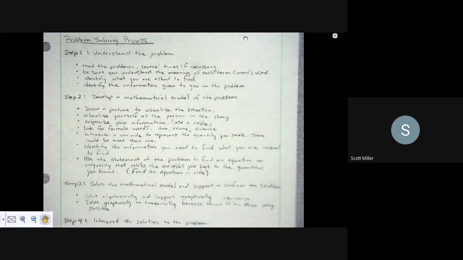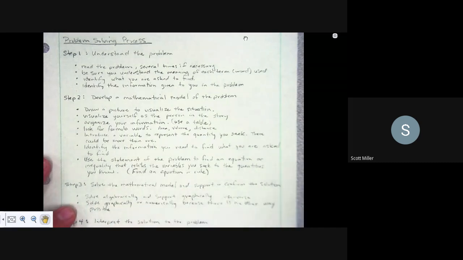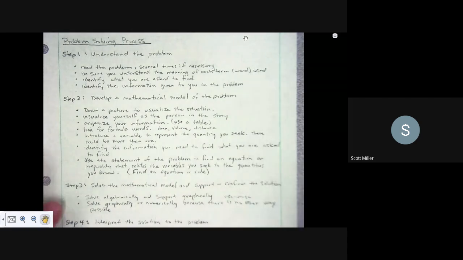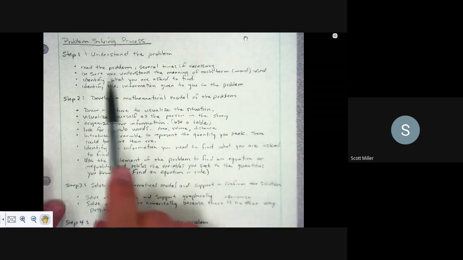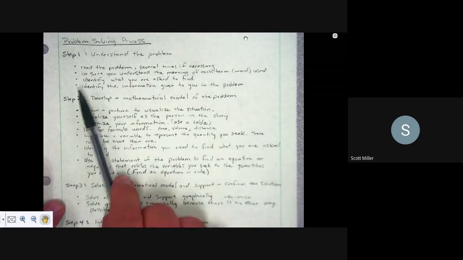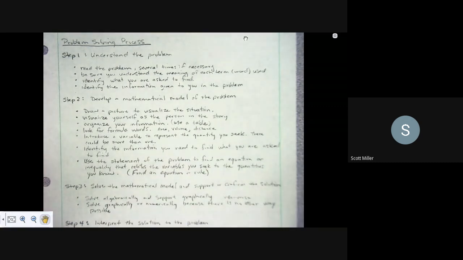So the first thing you want to do to understand a problem is read it. You can read it several times if you need to. Make sure you understand the meaning of each term or word used in the problem. If you don't know what a word is, you can't answer the question properly. In the course of reading it, try to identify what you're asked to find. Identify the information given to you in the problem. So this is your preliminary reading, making sure you understand the words and what you're trying to find.